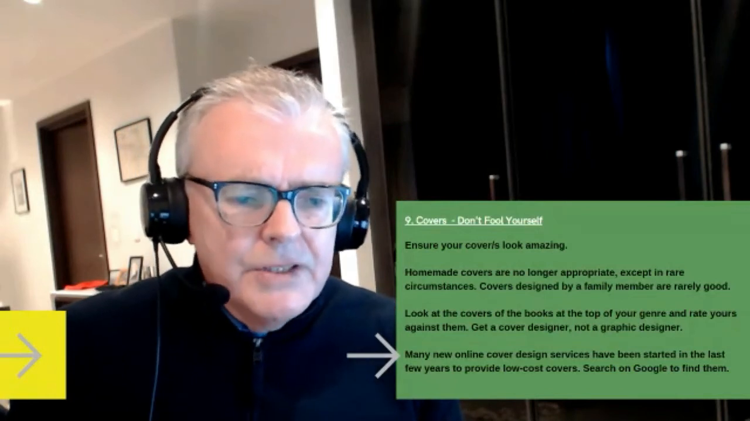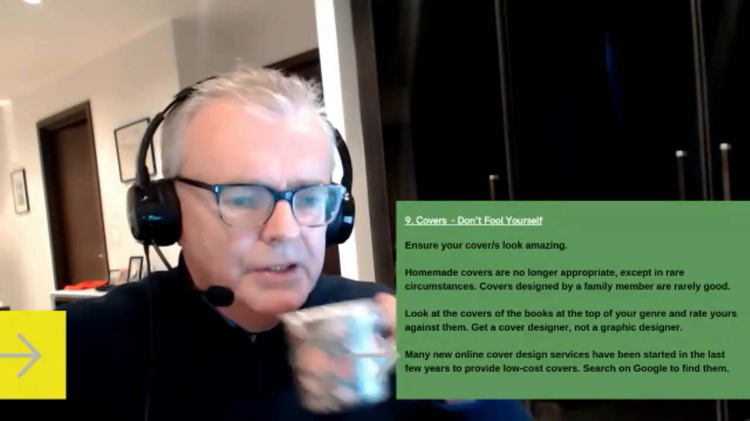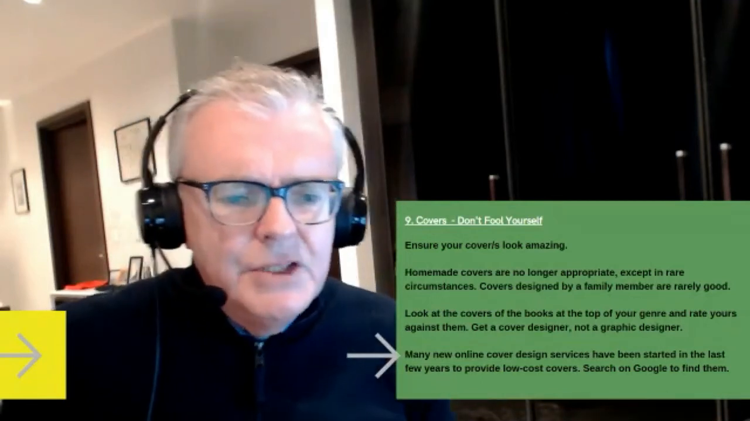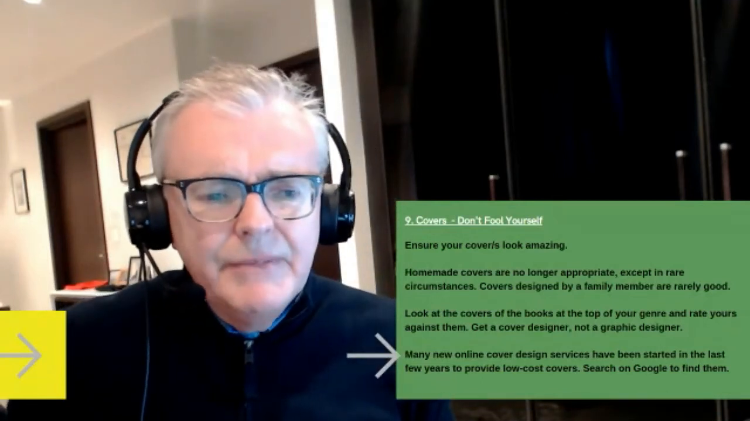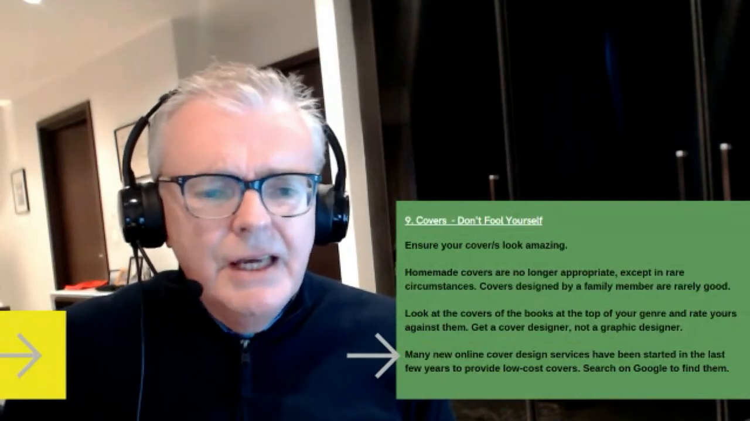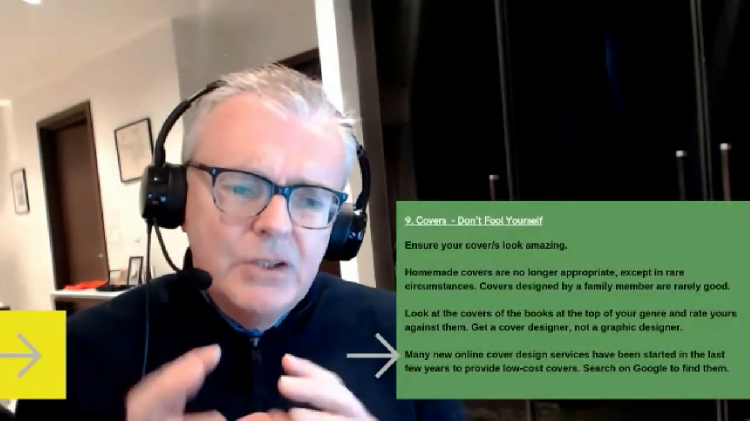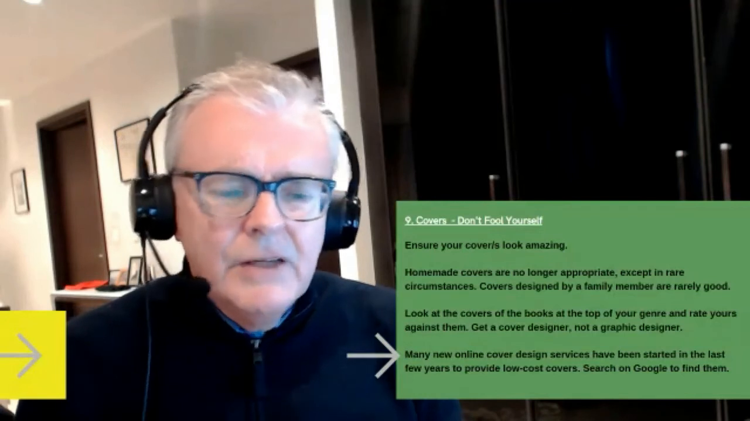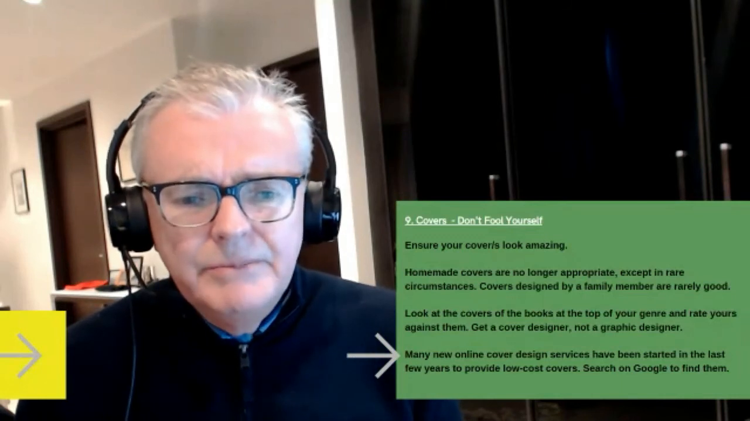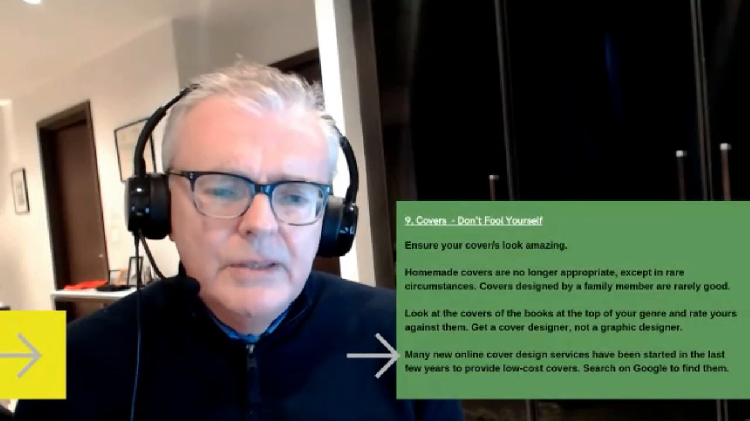So, covers. Ensure your cover looks amazing. I know that sounds easier said than done, but please, homemade covers are really no longer appropriate. And it's not about using Books Go Social, we're not looking for business with this. Go to a cover designer. Covers designed by family members rarely work. We even see a lot of small publishers' covers, and they don't look great. Go to a proper professional cover.